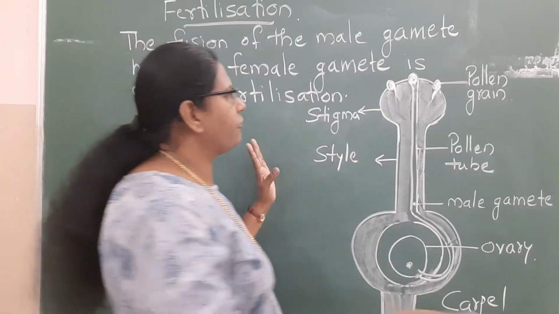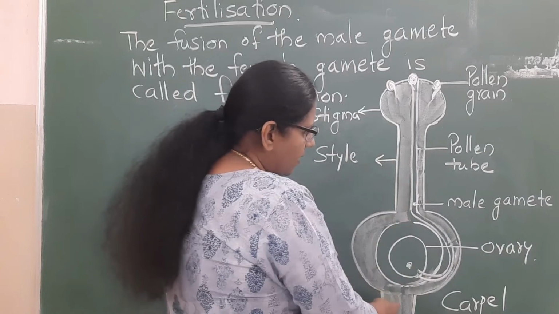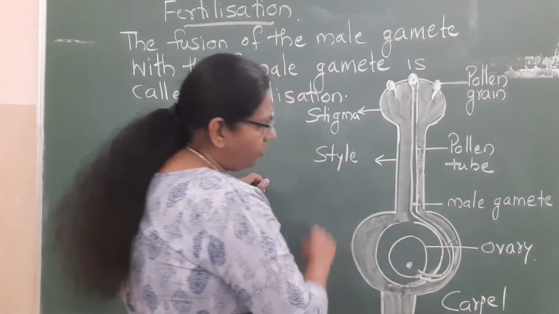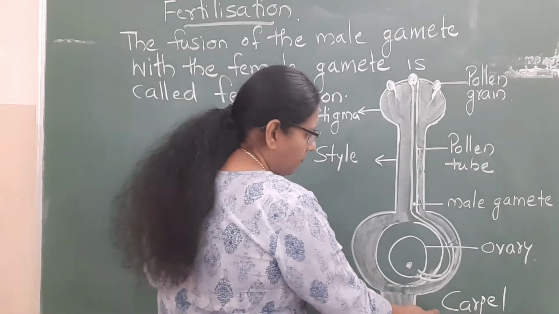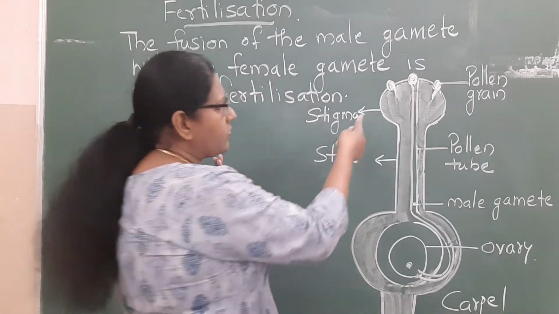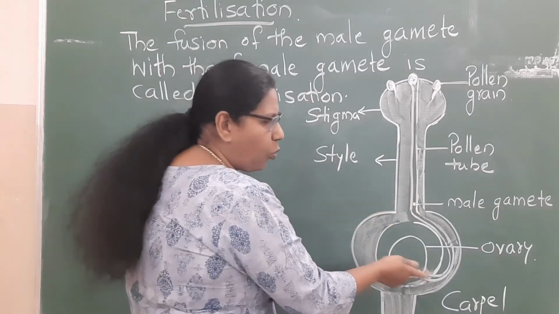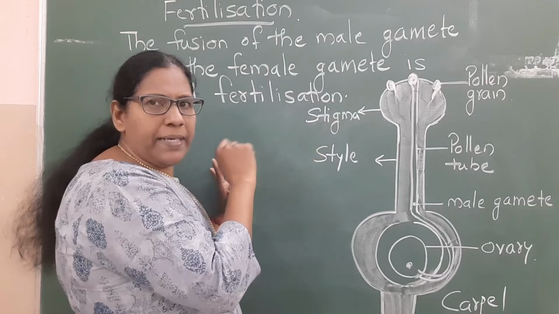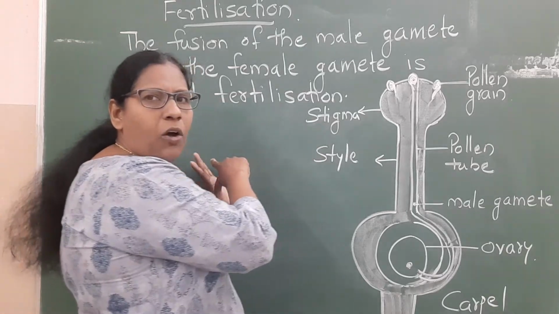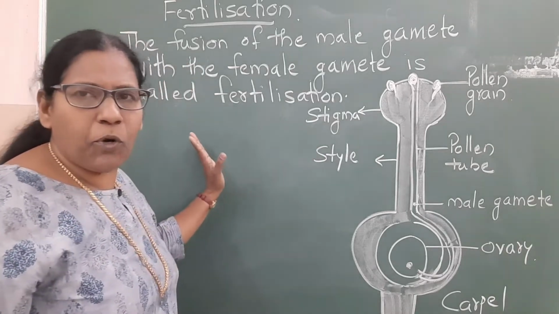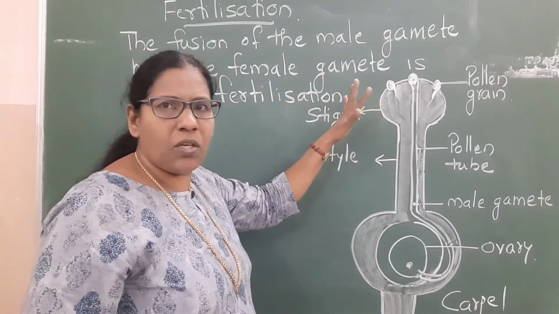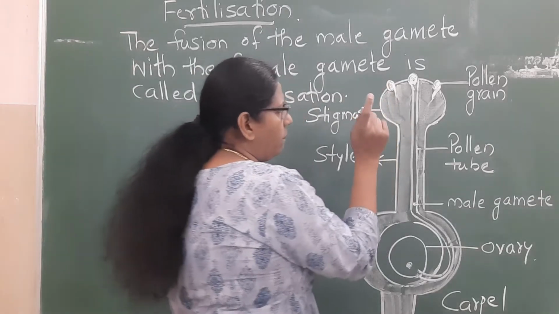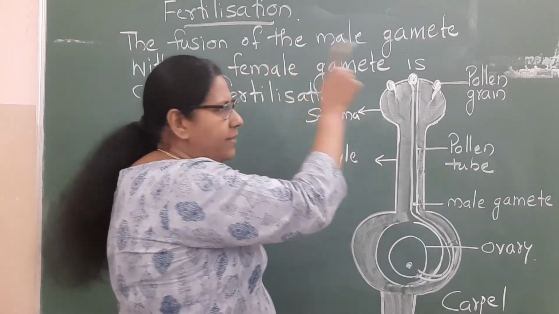All of you listen carefully. This is the female reproductive organ. It is called carpel. Carpel has 3 parts: stigma, style and ovary. Now once pollination takes place, how does pollination take place? From the anther, pollen grains transfer to the stigma. That is how pollination takes place. Once pollination is over, then the second step is fertilization.